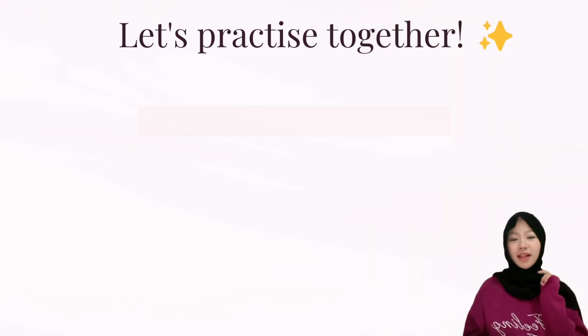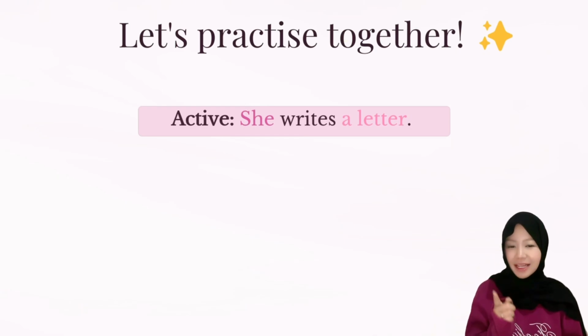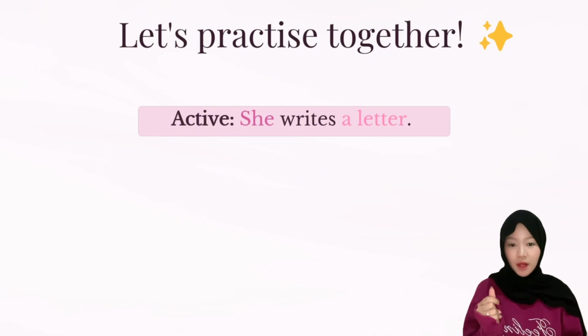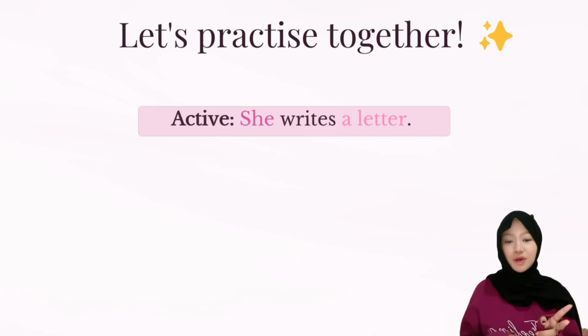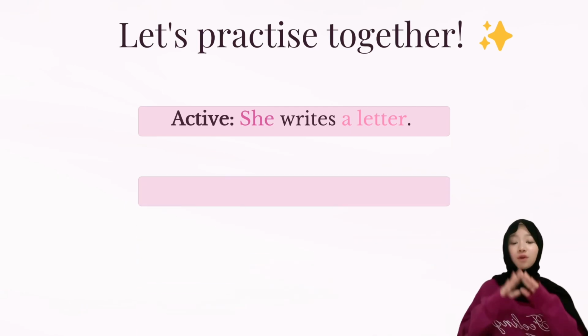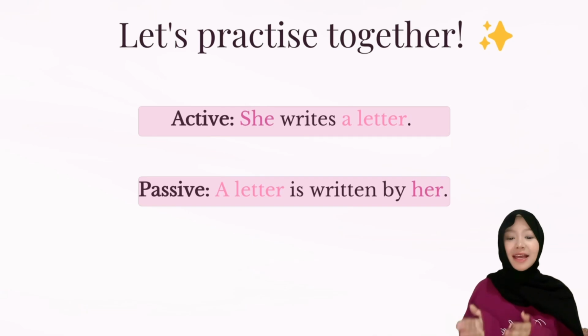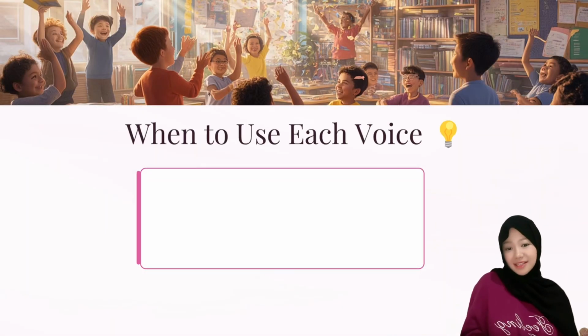Okay, let's try one together. Here's the active sentence: She writes a letter. Step 1, the object is letter. So that becomes the new subject: a letter. And step 2, the verb writes becomes is written, present tense form. And step 3, add by her. So the full sentence is: a letter is written by her. Easy, right?